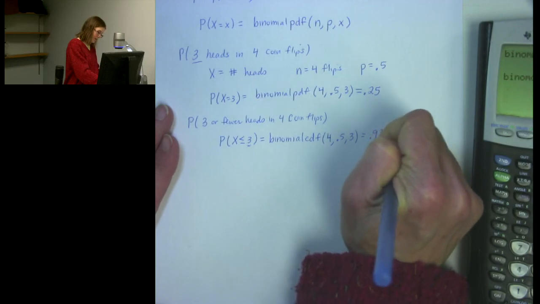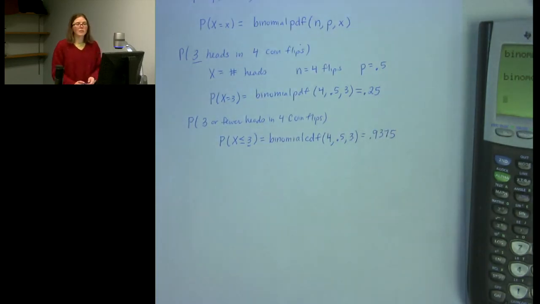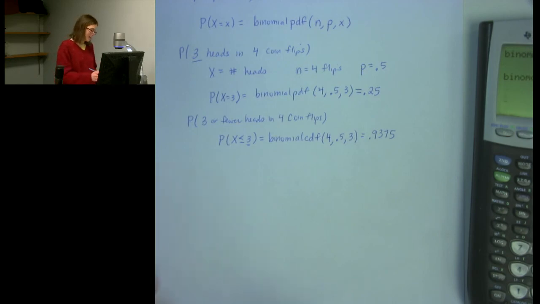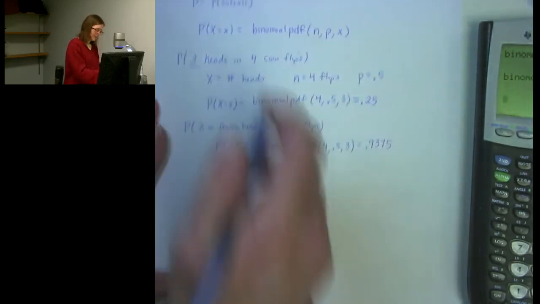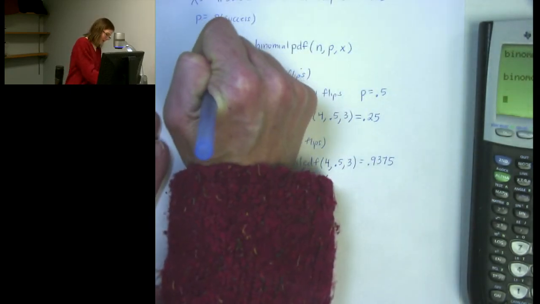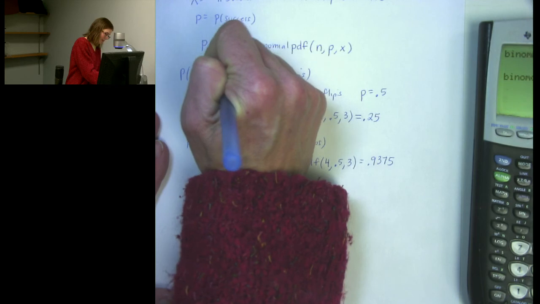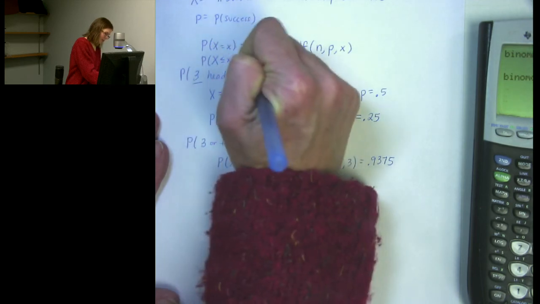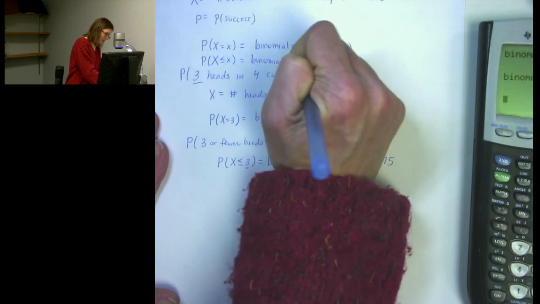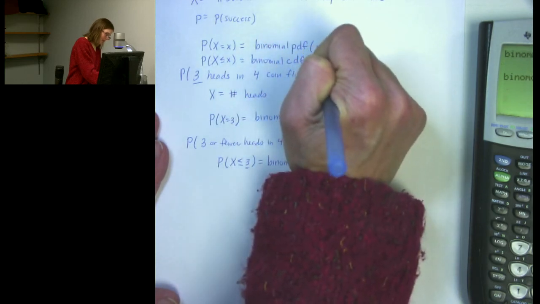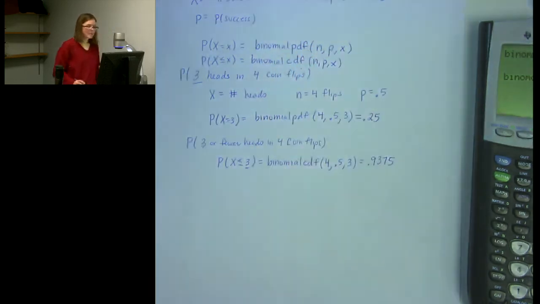So it just saves us from having to do a lot of calculations by hand. So again, for the probability that x is equal to little x, we use the binomial PDF. If we want to find the probability that our random variable x takes on a value less than or equal to little x, we use the binomial C for cumulative distribution, n, p, and x.